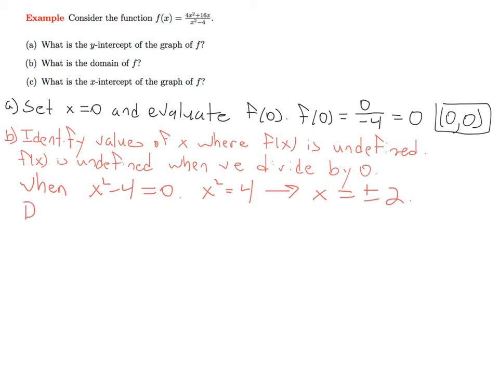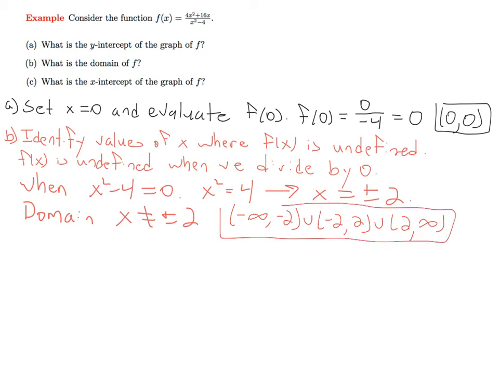So the domain is just going to be all values of x that are not equal to these two values where the denominator is 0. So in interval notation, we can write this as all values of x that go from minus infinity to minus 2, excluding minus 2, and then from minus 2 to 2, excluding 2, and then from 2 up to infinity. So that is everything but plus or minus 2.